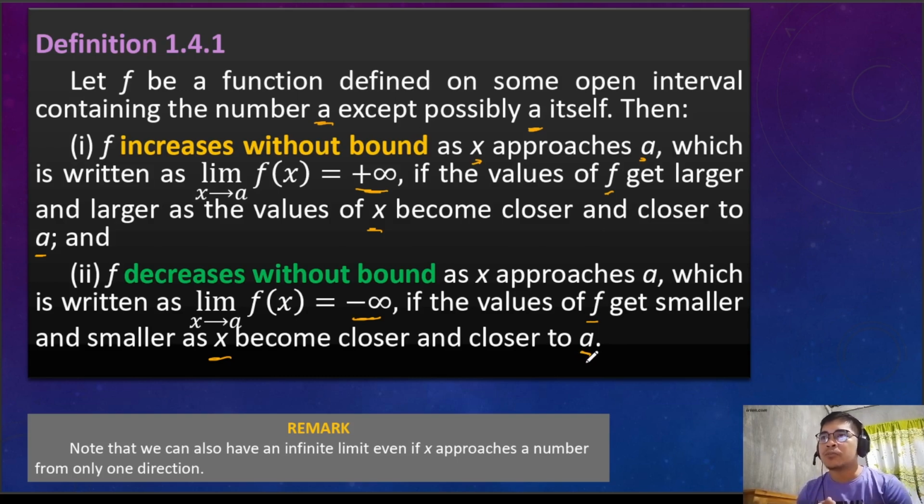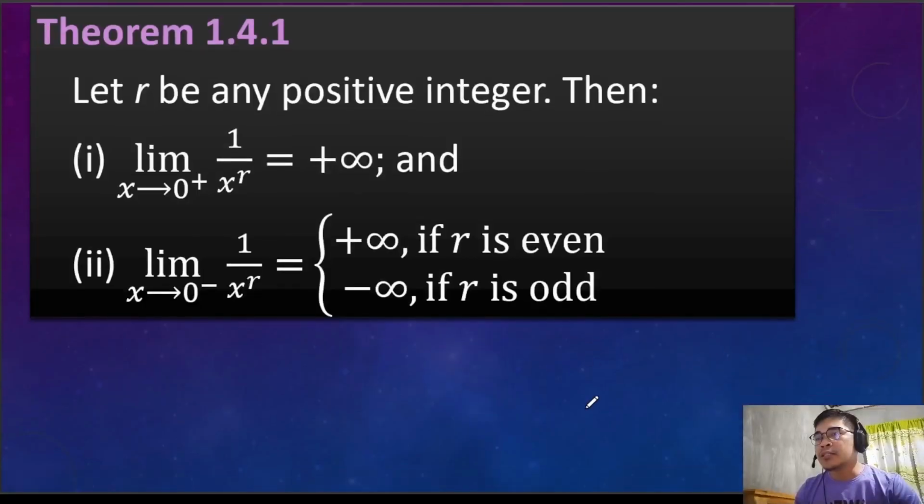So, increases without bound, positive infinity. If ang value ni f nagkadako, so diyang nagka-closer and closer ta kang A. The other hand, pod, negative infinity siya kung ang value ni f nagagamay as x become closer and closer to A. Note that we can also have an infinite limit even if x approaches a number from only one direction. So that is the definition.